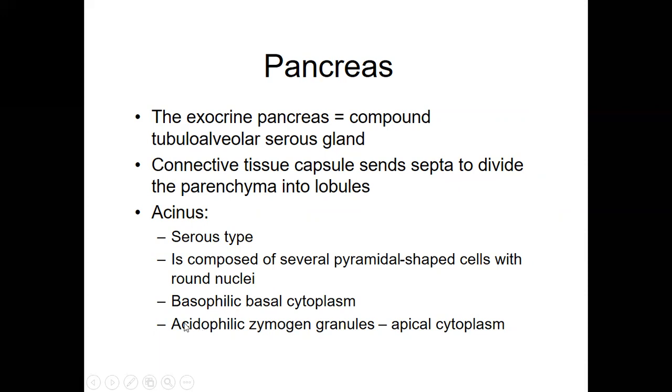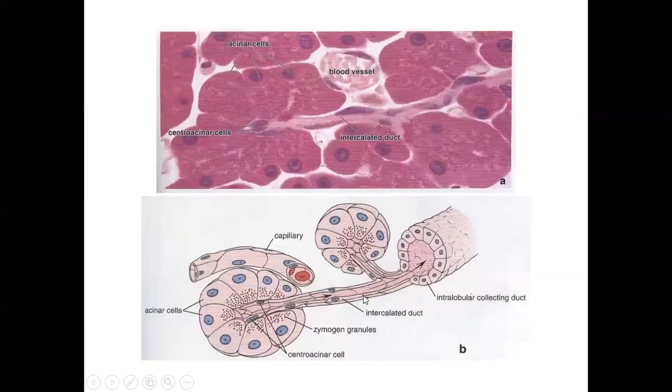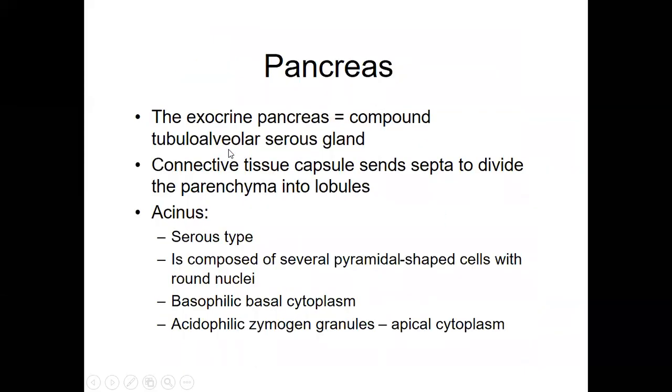But there are acidophilic zymogen granules at the apical cytoplasm. At the apical portion here, you can see there are granules. The small things are the granules, pinkish in color. Acidophilic zymogen granules.